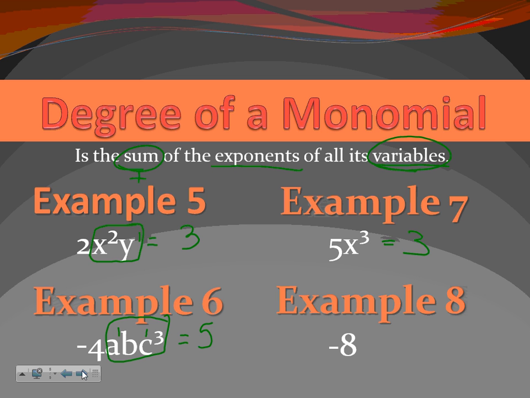Okay, how about this one? Doesn't that have a 1 with it? Doesn't this have a 1 with it? It's not a variable, remember? Only we're talking about the variables. When there are no variables, the degree is 0. Any questions on how to figure out the degree if you're just looking at an individual term?